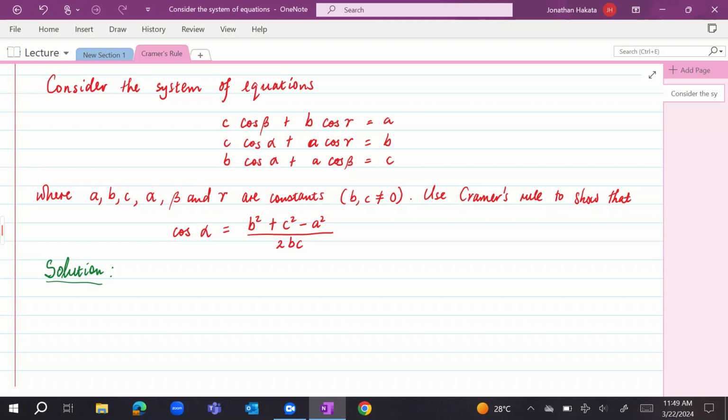Linear algebra, course 132. Consider the system of equations: C cos beta plus B cos gamma equals A, C cos alpha plus A cos gamma equals B, B cos alpha plus A cos beta equals C, where A, B, C, alpha, beta, and gamma are constants, given that B and C are not equal to zero. Use Cramer's rule to show that cos alpha is equal to (b squared plus c squared minus a squared) over 2bc.